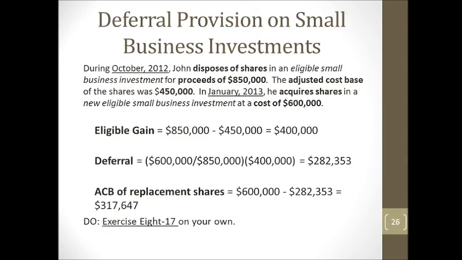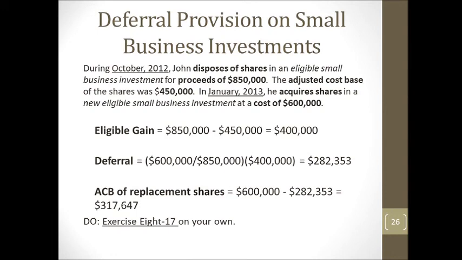Okay, on the next slide now, here we have the solution. The calculation of the gain is pretty straightforward. We take the proceeds of $850,000 minus the adjusted cost base of $450,000 to arrive at a capital gain of $400,000. Now, the deferral is calculated by multiplying the $400,000 gain by that fraction.